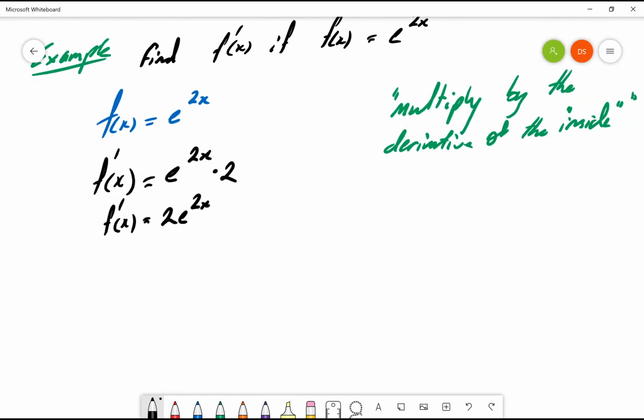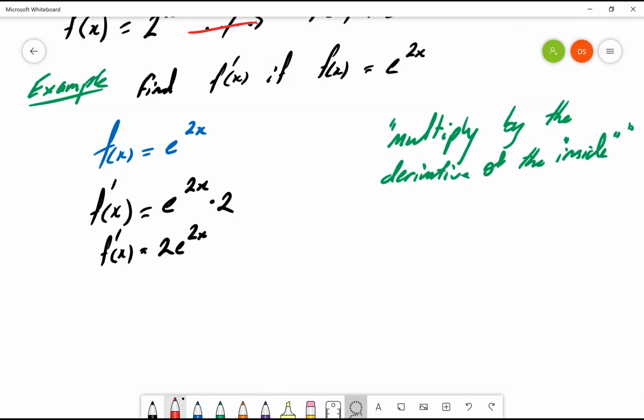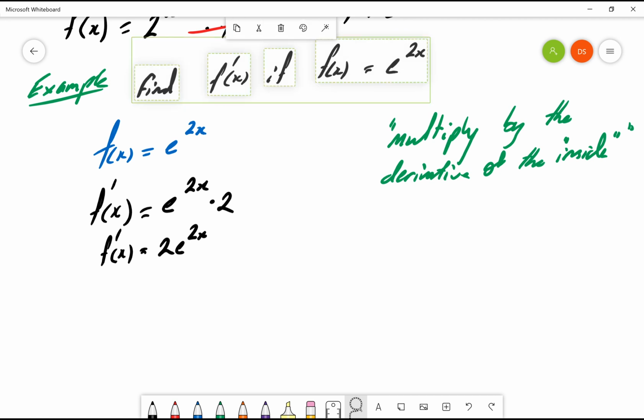Okay, let's try another example. Okay, I'm just going to quickly change something, guys. Nothing's wrong, I just don't like how I've written it. Here we go.